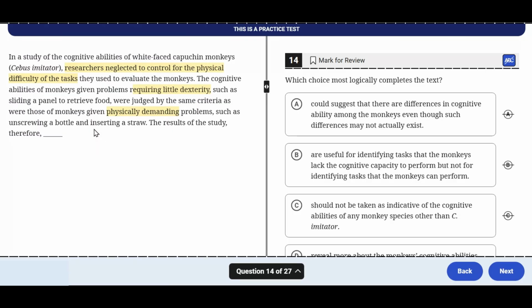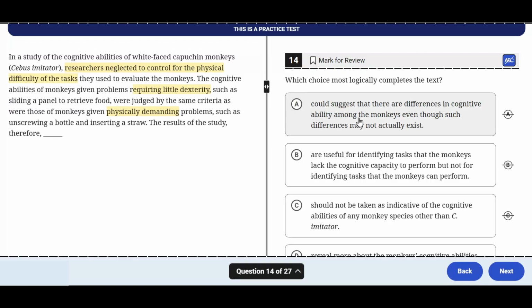In a scenario where a monkey is completing a problem that requires little dexterity, then it's going to generally indicate that their cognitive abilities are higher than a monkey who is unable to complete a physically demanding problem, even if that's not necessarily the case. So let's look over here at the answer choices for something similar.